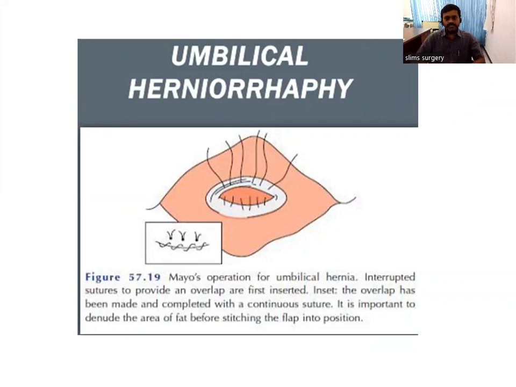In case of pediatric age, we will not keep a mesh. So that is known as umbilical herniorrhaphy. That is known as Mayo's repair. We will do double breasting of the muscle layer. So overlapping has been made, and with the continuous sutures, we will complete the procedure, right? So this is about the herniorrhaphy. So we'll do herniorrhaphy for a pediatric age group.